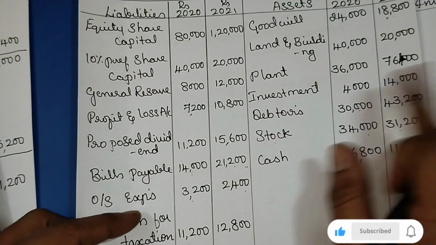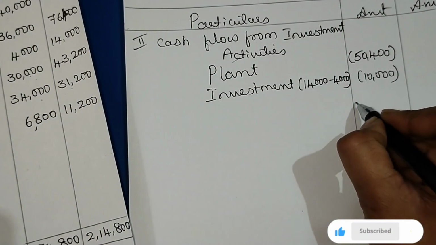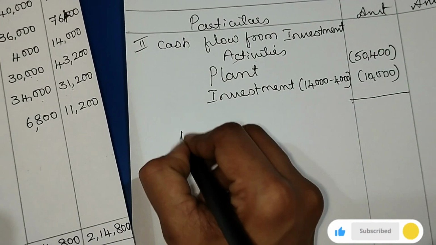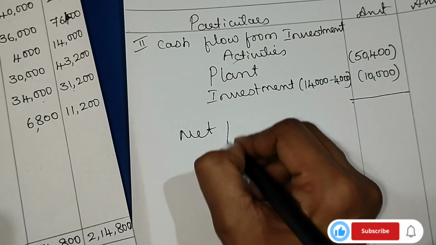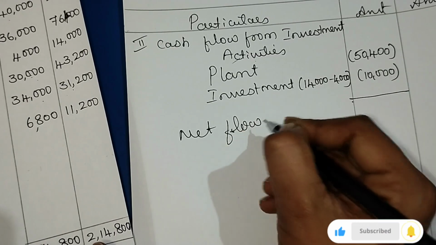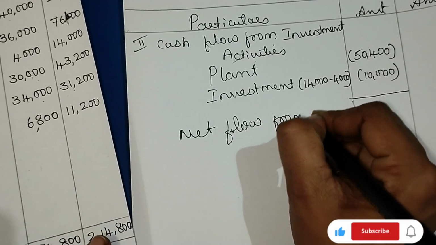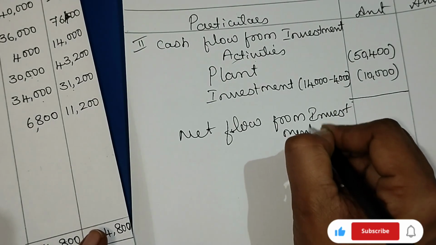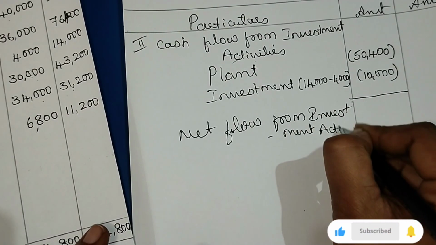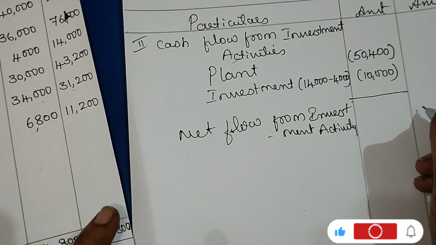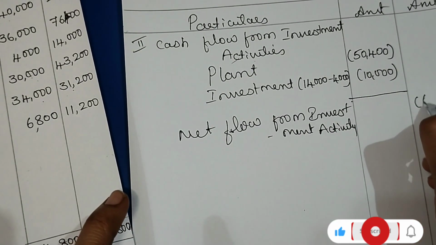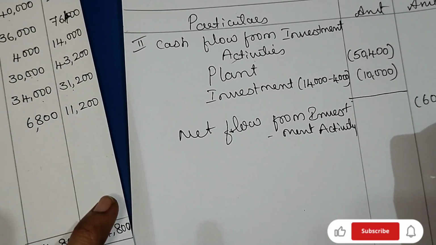So debtors already we have considered, stock also considered, cash we are not going to consider now under this. So what is your total net cash flow from investment activity? From investment activities, 5,400 plus 10,000 minus 60,400.